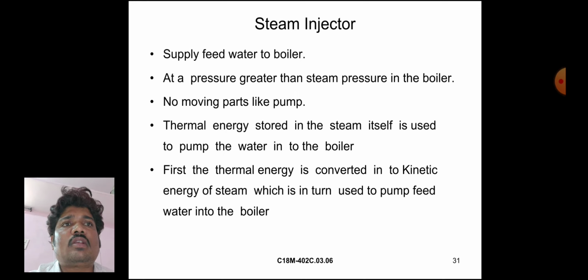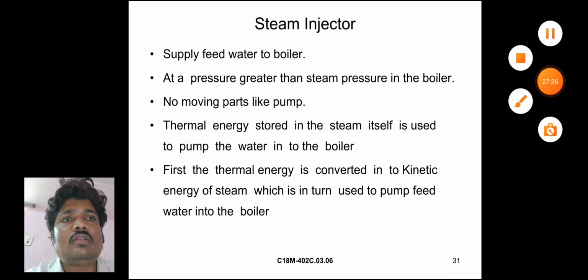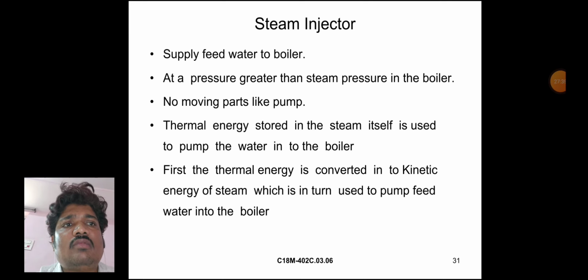This is a steam injector. Steam injector supply feed water to boiler at a pressure greater than steam pressure in the boiler. No moving parts like pump. Thermal energy stored in the steam itself is used to pump the water into the boiler. First, the thermal energy is converted into kinetic energy of steam, which is in turn used to pump feed water into the boiler.